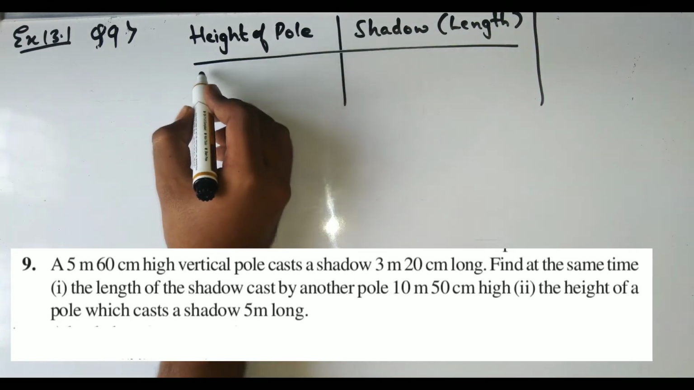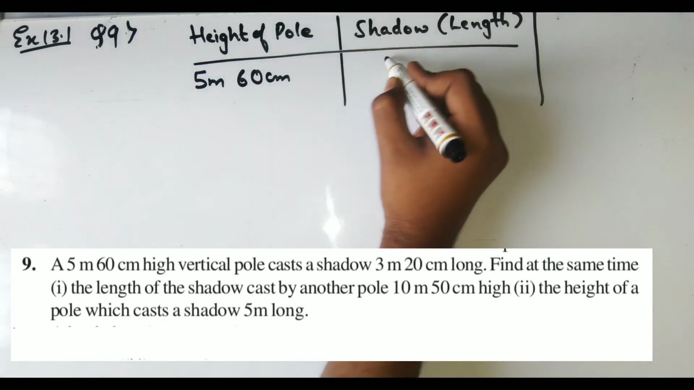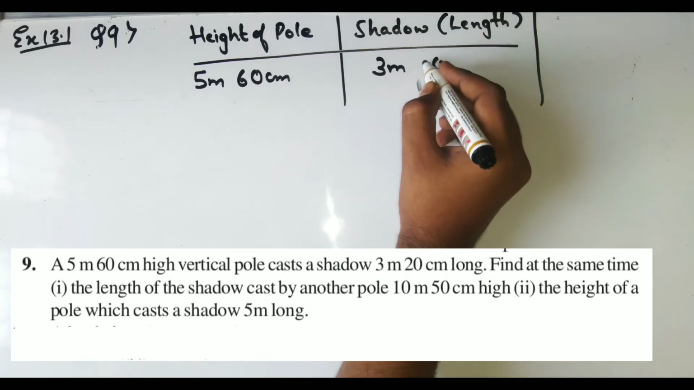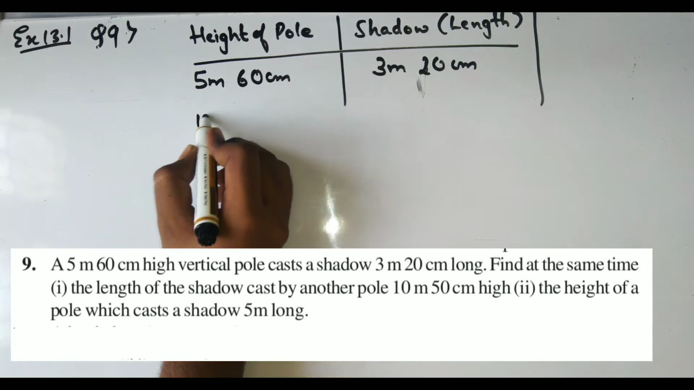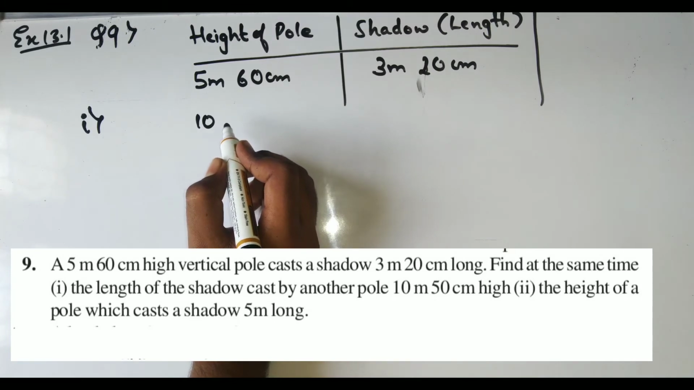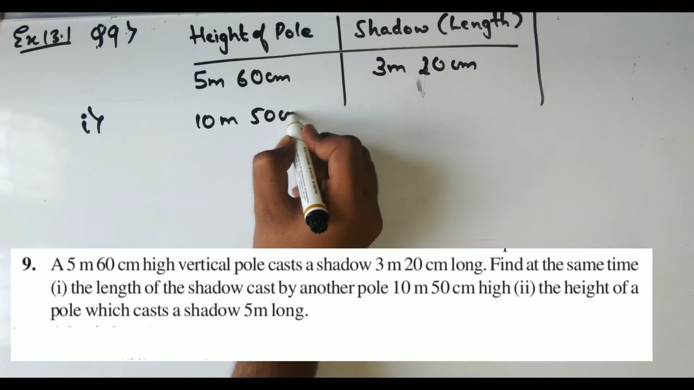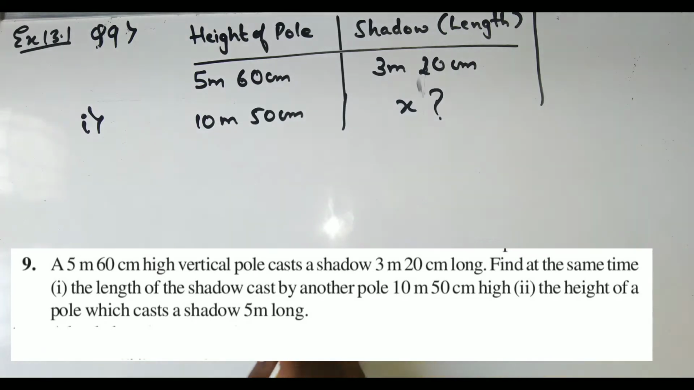Now the height of the pole is given as 5 meter 60 centimeter, and for that the length of the shadow is given as 3 meter 20 centimeter. Now the first part of the question says you have to find the length of the shadow cast by another pole of 10 meter 50 centimeter height. So basically we need to find the length of the shadow for this particular height of the pole.